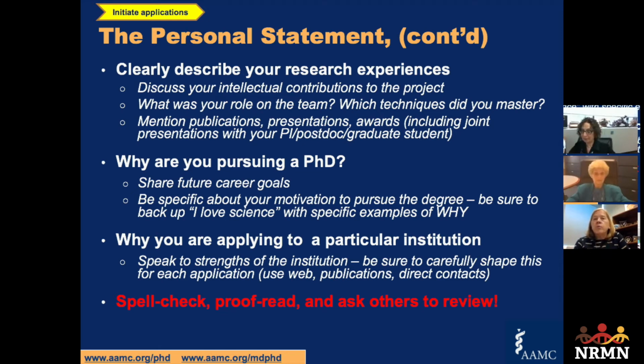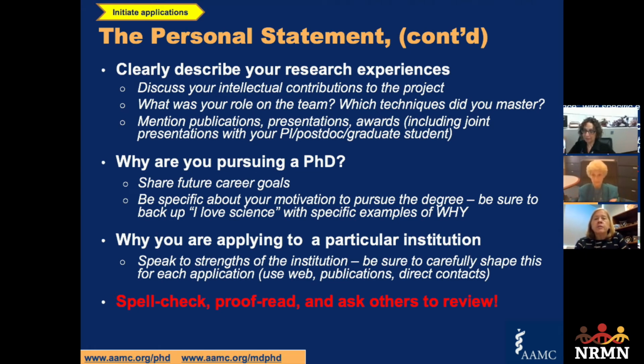Let's circle back one more time to the point to why are you pursuing a PhD? That is an important part of the personal statement. Admissions committees are interested in knowing what your future career goals are and what your motivation to pursue the degree is. And if you simply say, I love science, that is a great thing to know about you as an applicant, but we would like to hear specific examples of why you love science.